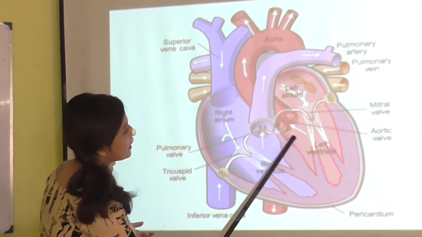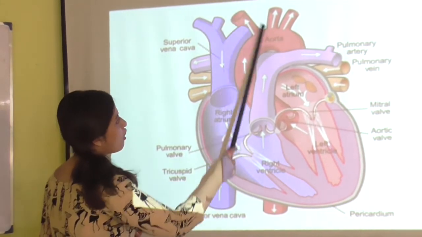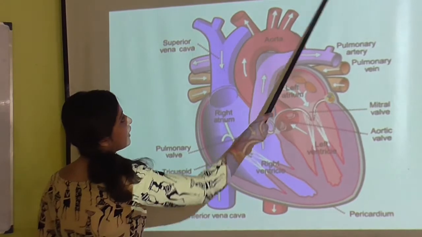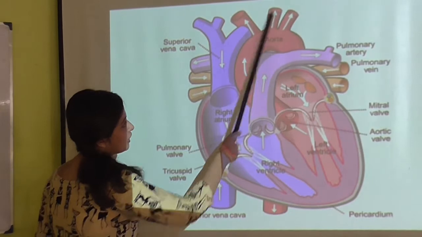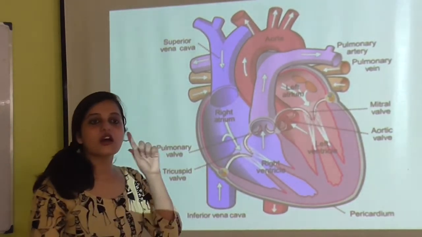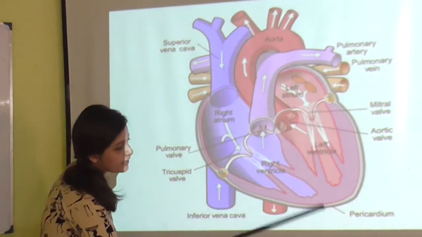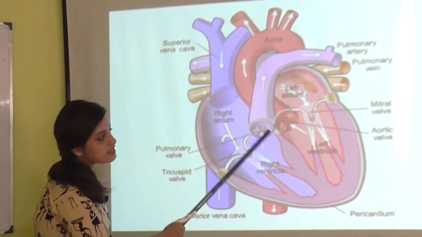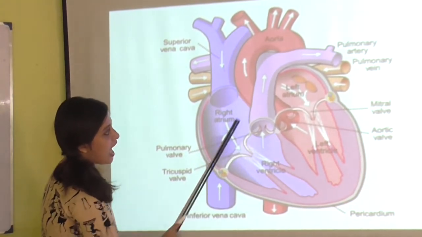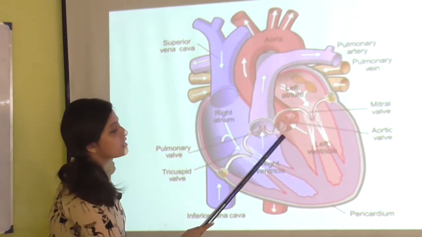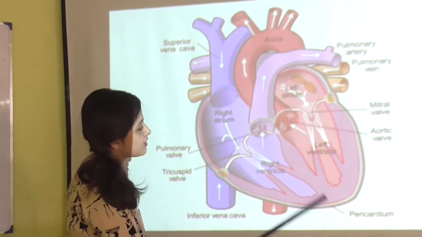After it enters, the aorta will transfer the blood through various vessels to the rest of your body. Another thing which is not given here: can you see this pink part? This is the separation of the left and the right part of your heart. This separation is known as the septum, S-E-P-T-U-M.